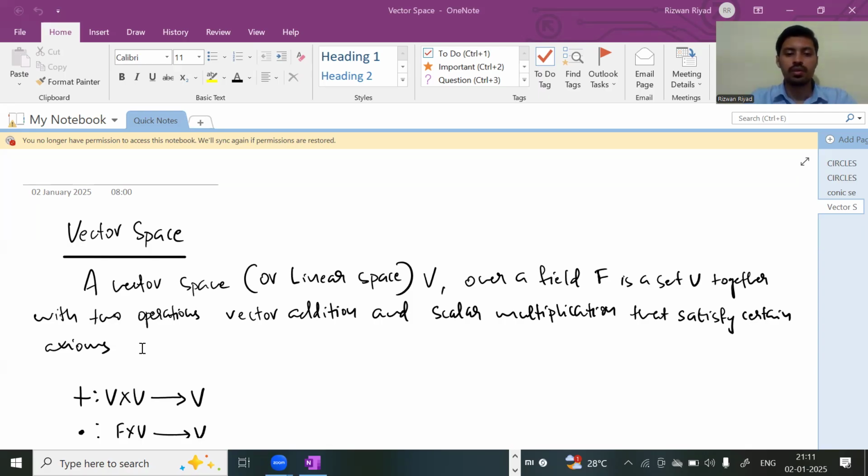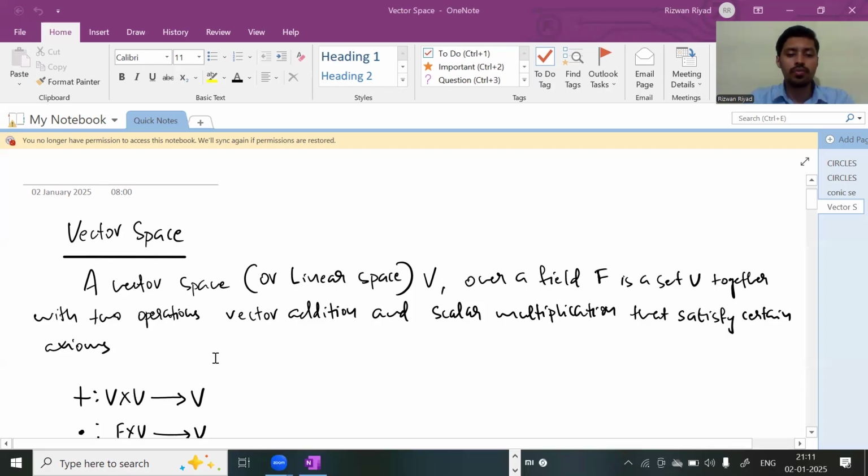So vector space means what? Over a field F, it is a set denoted as V together with two operations. We need two operations. The first one is vector addition and the second one is scalar multiplication. It should satisfy certain axioms.